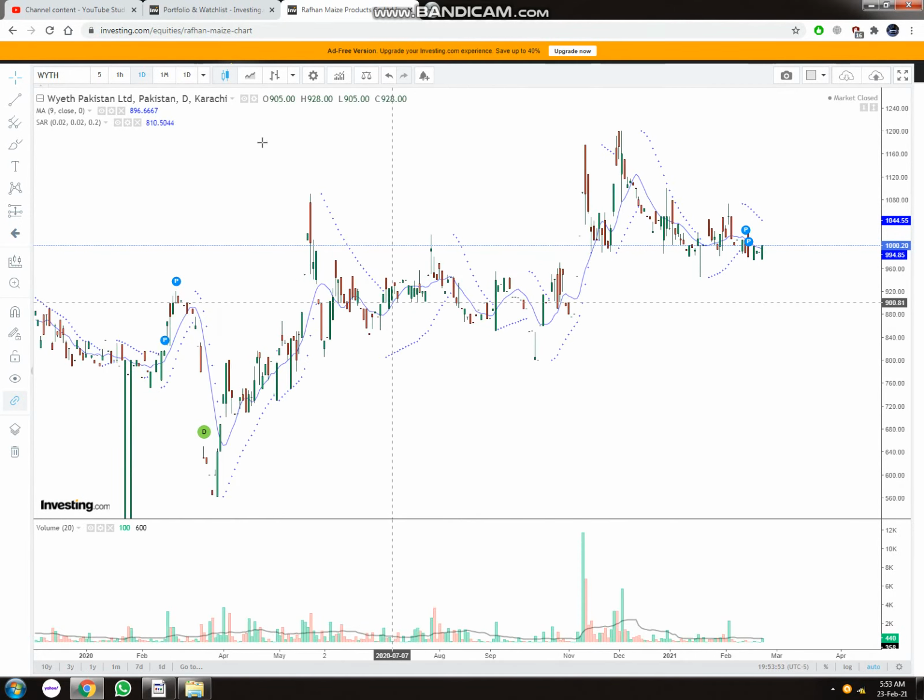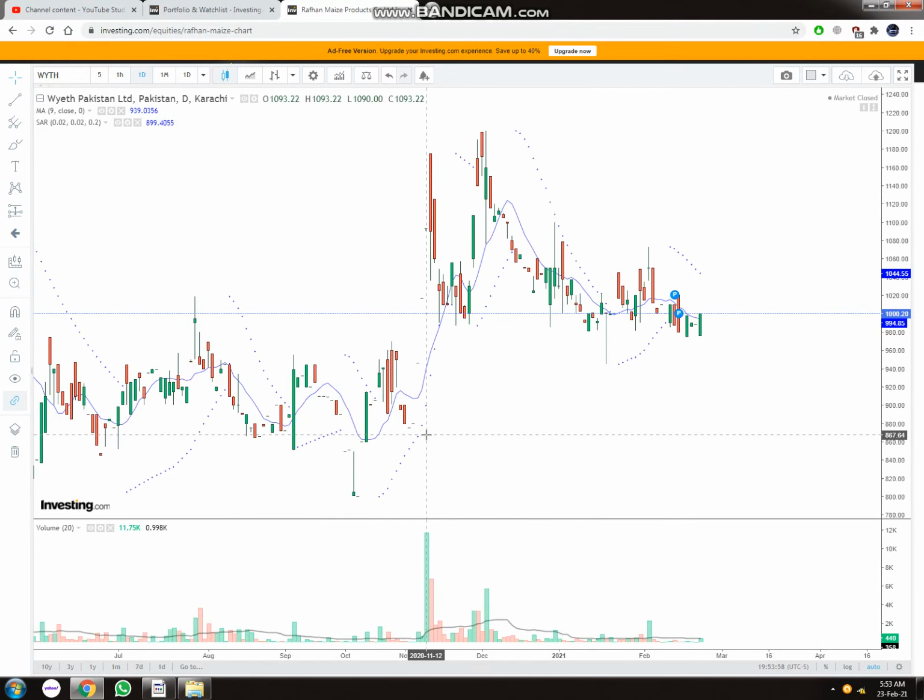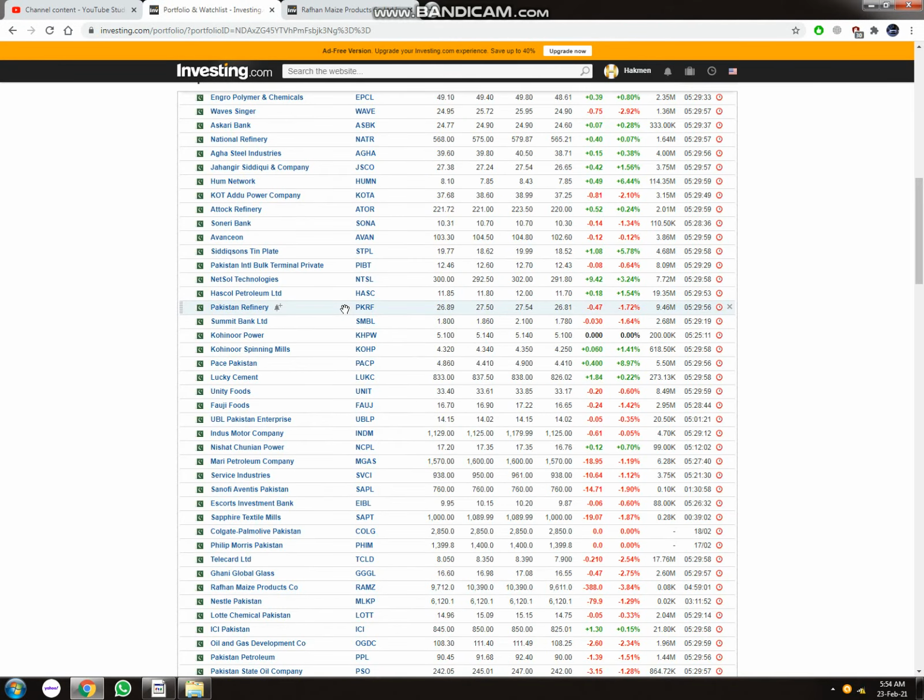What company is it? It is Pakistan Limited. It is trading slowly, like moving upward, but in a slow direction. Moving in the upward direction, but in slow motion. So that was an example of a slow stock.